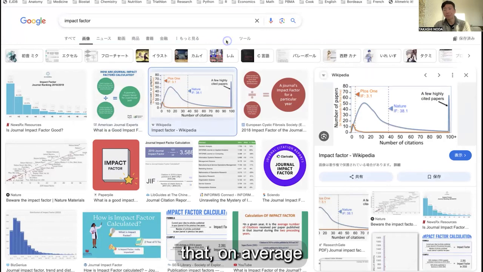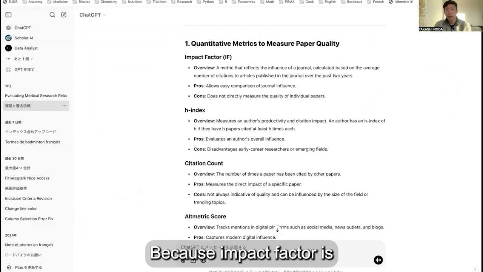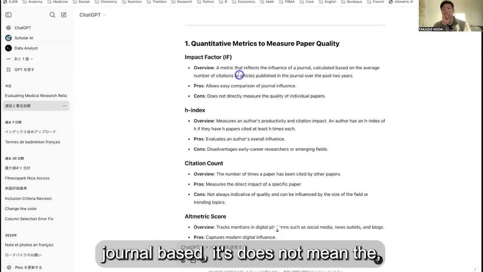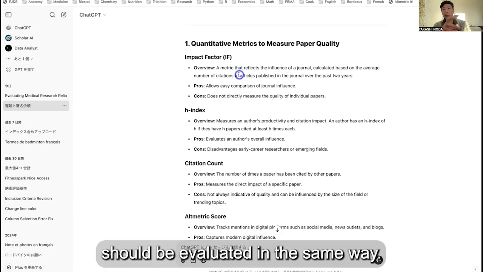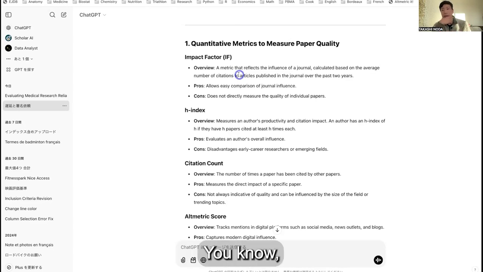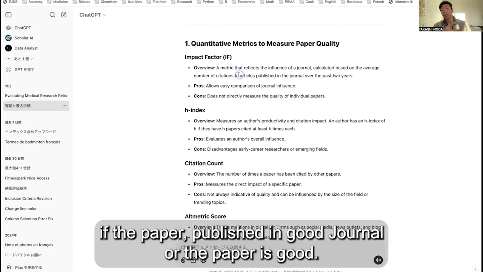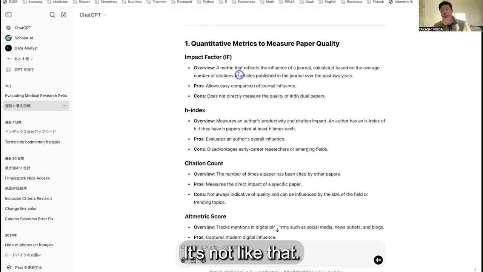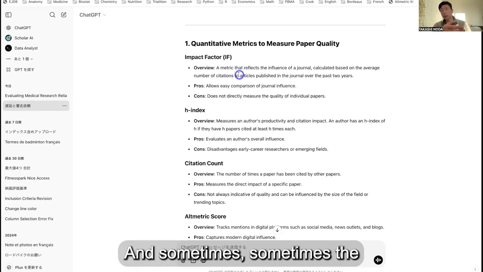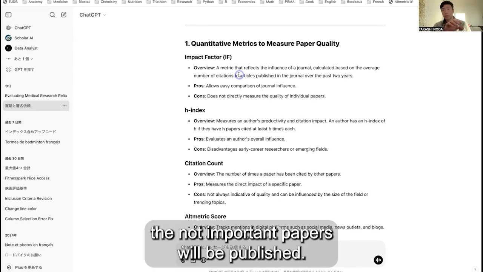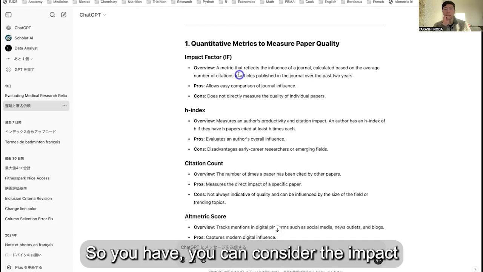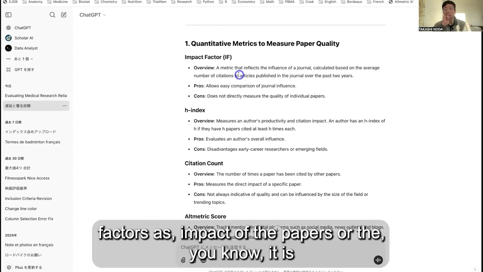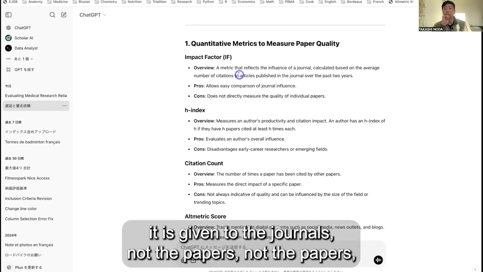But you have to know that it's an average, because impact factor is journal based. It does not mean that all the papers published in a specific journal should be evaluated in the same way. It's not like if the paper is published in a good journal, the paper is good. It's not like that. Even in a good journal, sometimes unimportant papers will be published. So you can consider the impact factor as the impact of the papers, but you should know it is given to the journals, not to each paper.